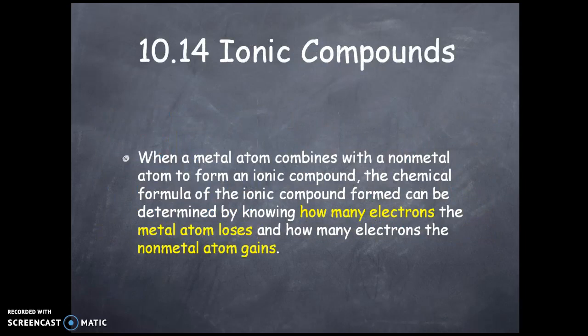When a metal atom combines with a nonmetal atom to form an ionic compound, the chemical formula of the ionic compound formed can be determined by knowing how many electrons the metal atoms lose and how many electrons the nonmetal atom gains.